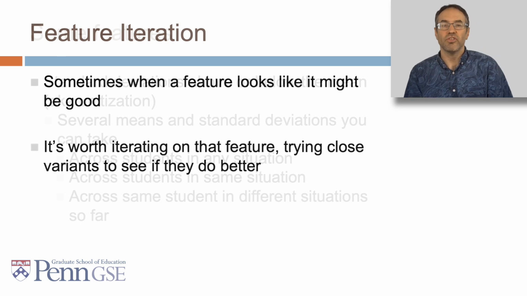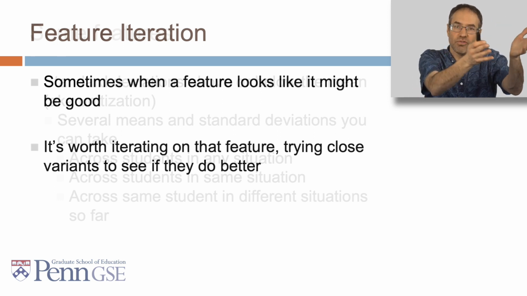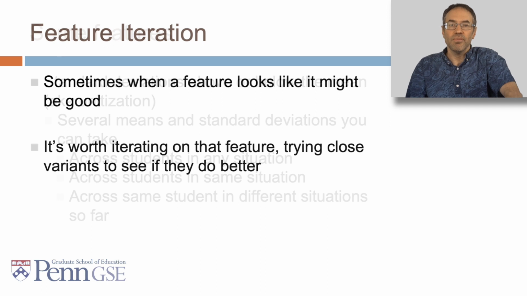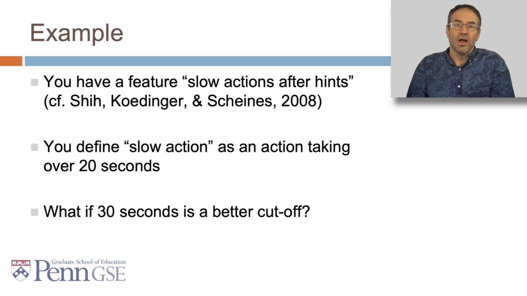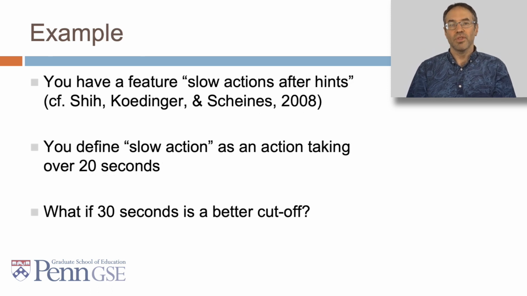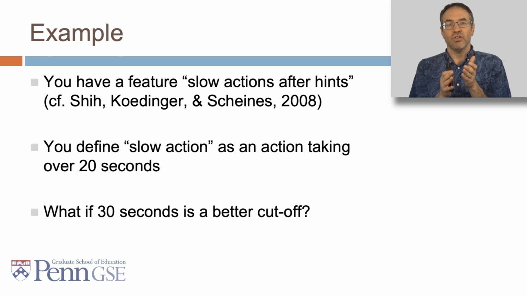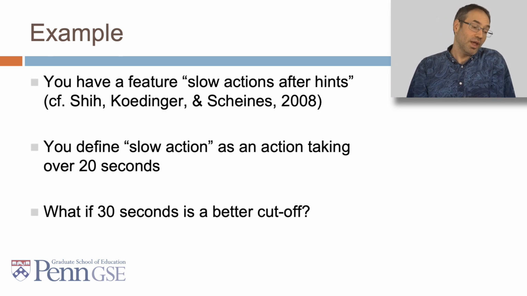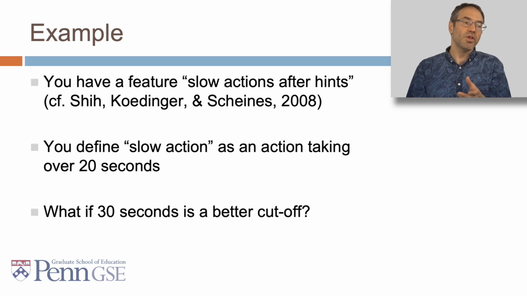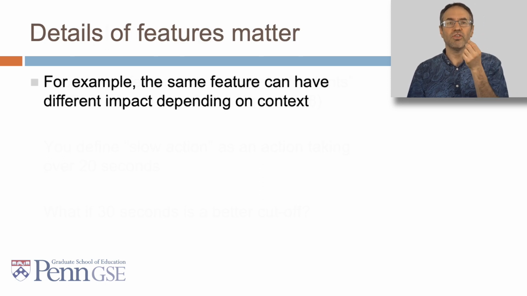And you don't just have to stick with your initial features you build. In fact, I don't think it's optimal to just build a whole bunch of features and then build the model and never go back. Sometimes when a feature looks like it might be good, it's worth iterating on that feature, trying close variants to see if they'll do a little better. For example, let's say you have a feature, slow actions after hints, and you define slow action as an action taking over 20 seconds. Well, okay, but what if 30 seconds is a better cutoff? What if 15 seconds is? There's no guarantee that your initial choices will be the very best. Overall, the details of features matter.